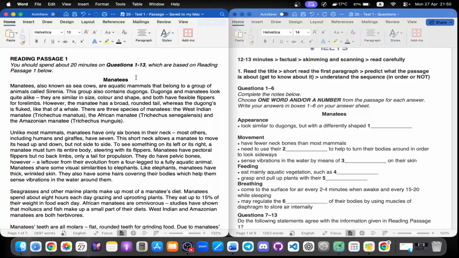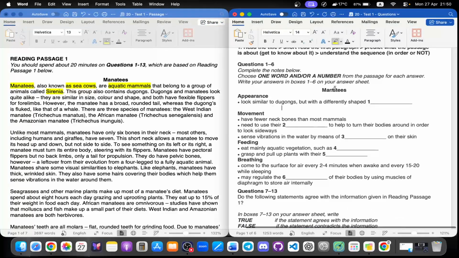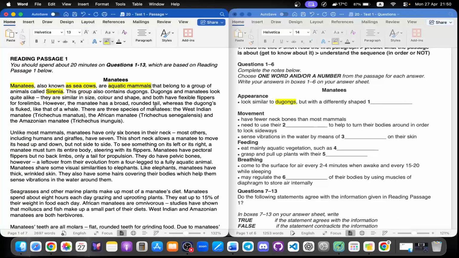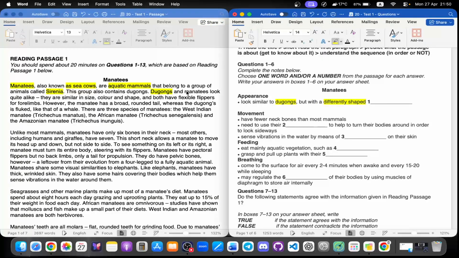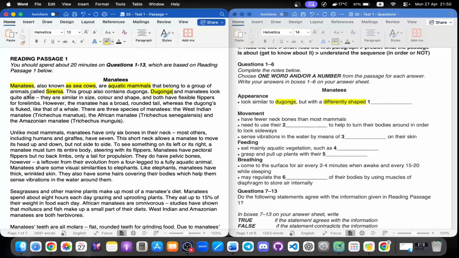So as you can see, manatees, also known as sea cows, are aquatic mammals that belong to a group of animals called Sirenia. So you have Sirenia over here. Appearance: you have the word dugongs over here. Dugongs and manatees look quite alike. Alike means similar.